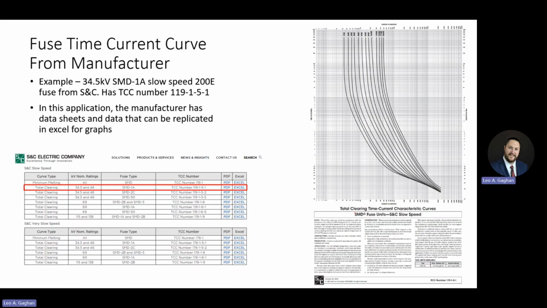Here's an example of that same fuse and what we might get from the manufacturer website. It's the same fuse, the 34 kV SMD fuse with the same time current curve number. It looks like in this situation, they give a PDF up on the right of what the characteristics are going to look like. And those are different sizes, whether it be 200 amp, 100 amp. Looks like the small size of 15 amp.